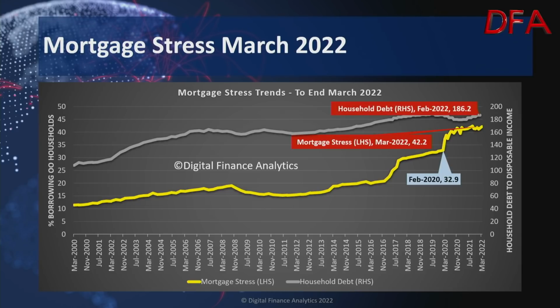Also, just again, the household debt ratio is 186.2. You can see that's now back up to as high as it's ever been. Remember, that's with the household debt ratio facing into very low interest rates, but what happens when interest rates rise? That's the key question to ask.